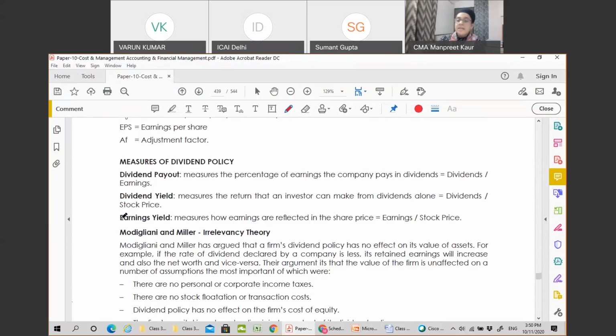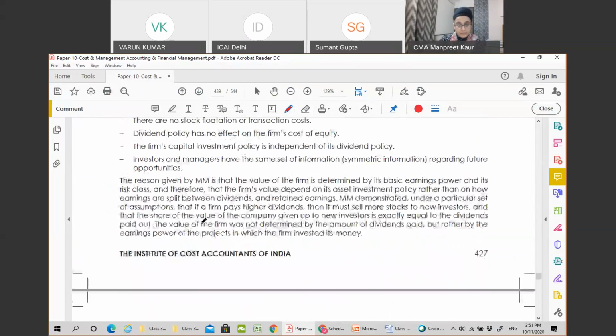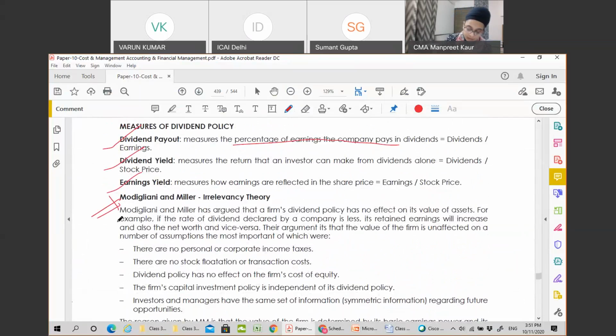Next topic is the measures of the dividend policy. Measures of the dividend policy means how do we measure dividends. First is the dividend payout ratio, dividend yield ratio, and earning yield. It measures the percentage of earnings the company pays in dividends. Dividends upon earnings. Dividend yield is dividend upon stock price. Earning yield is earnings upon stock price. This is again Modigliani and Miller that we have done.